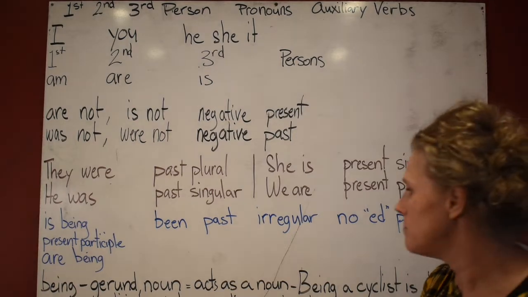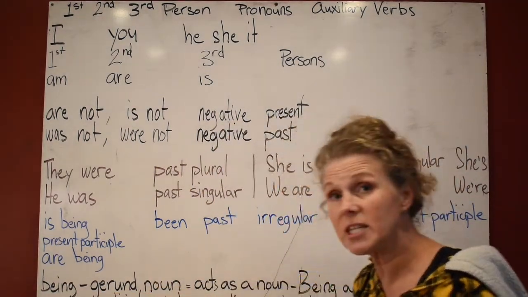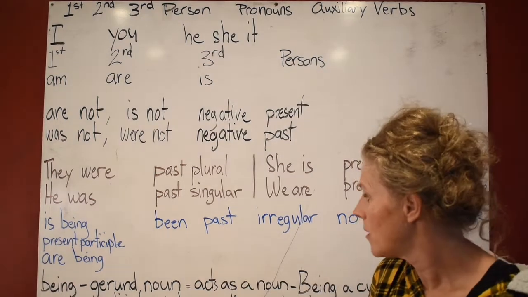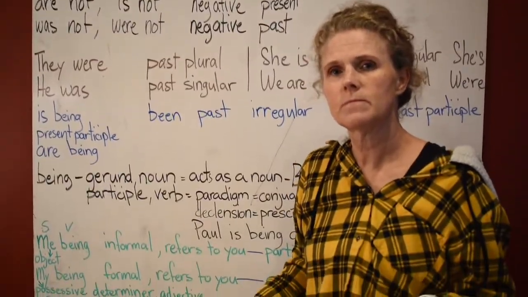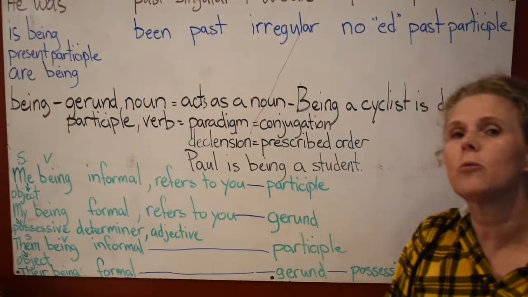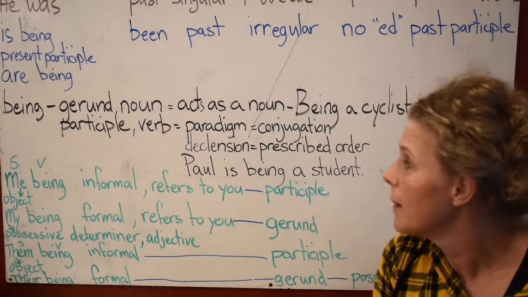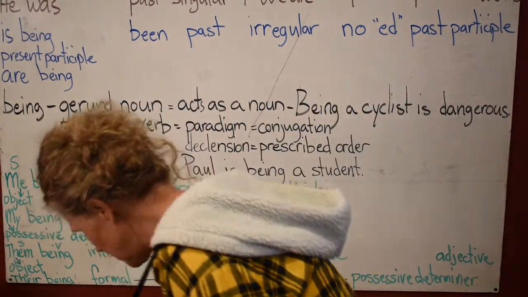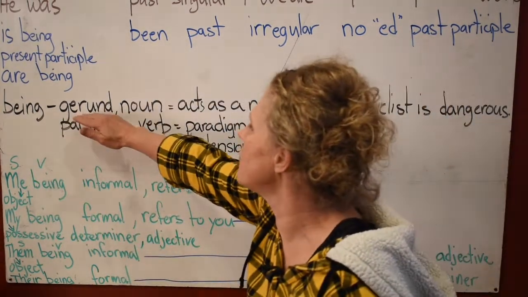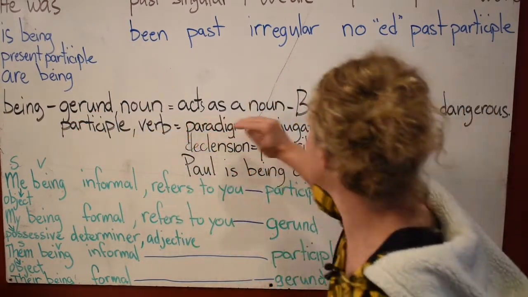Now look at this. Being, it's a gerund, which is a noun. What is a gerund? It's an ing noun. And most people, when they see ings, just think that is a verb. But it's not. Sometimes they can be adjectives. But no matter what, if it's a gerund, it's acting as a noun. Gerunds are nouns.